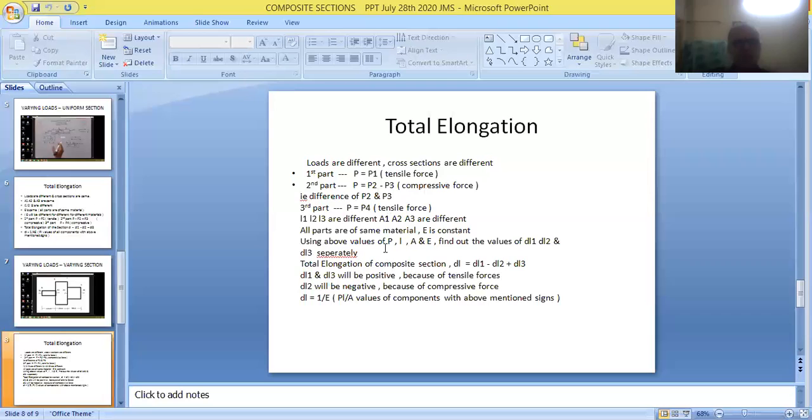Now, friends, coming to the E value, let us assume that the parts are made up of the same material. So E will be constant.